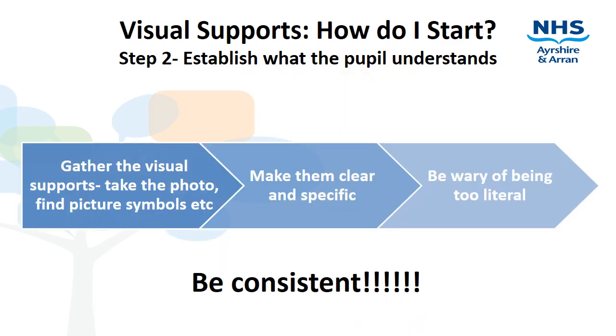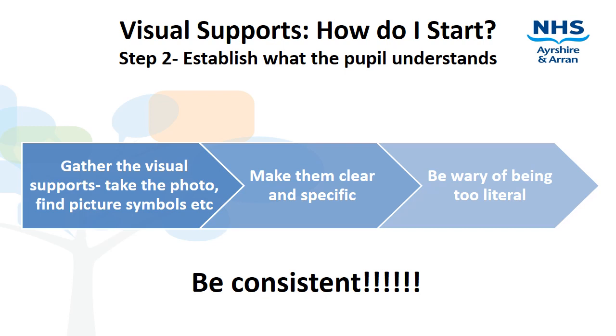So while it is important to make visuals clear and specific, we need to try and avoid being too literal. For example, using a photo of a very specific cup to indicate a drink, because this may cause a pupil to assume that that visual represents a very specific cup and not all cups. We also have to be consistent. The visual used to represent something should be the same across the school, so you need to agree on a set of symbols and stick to them.